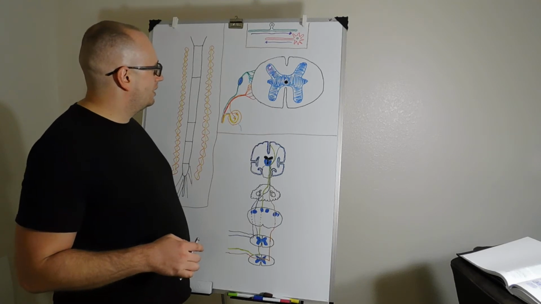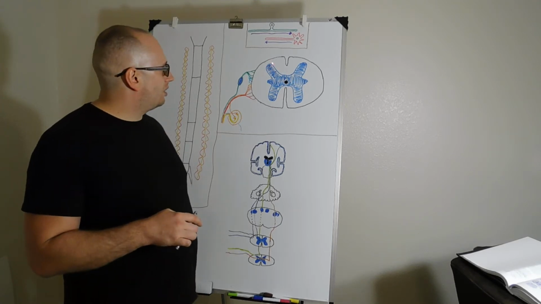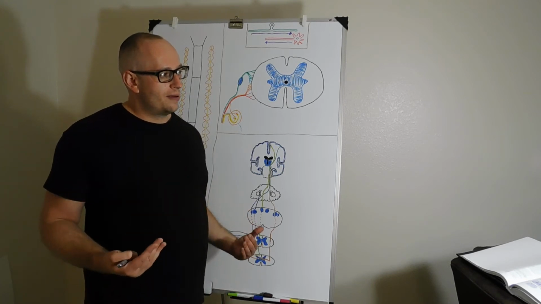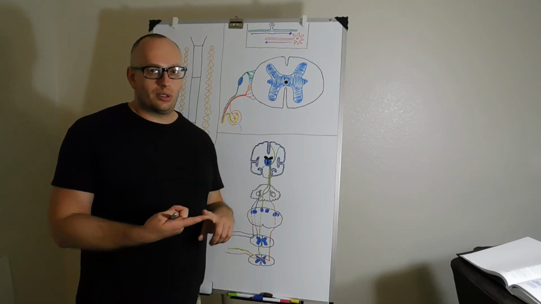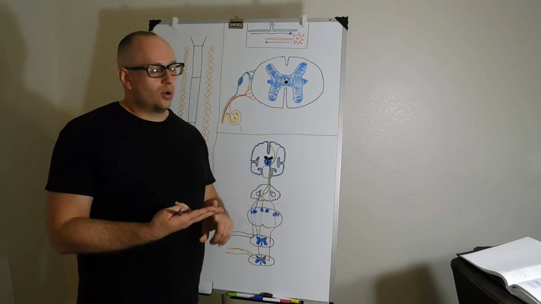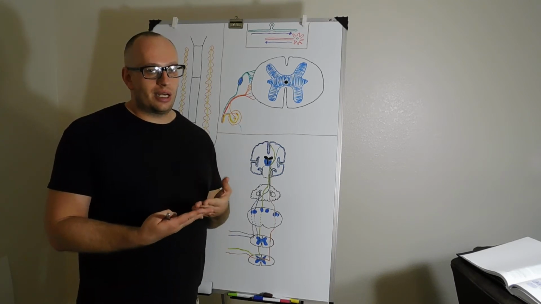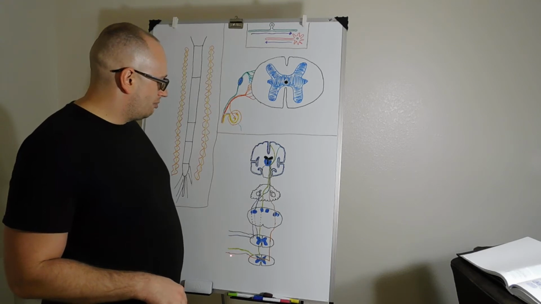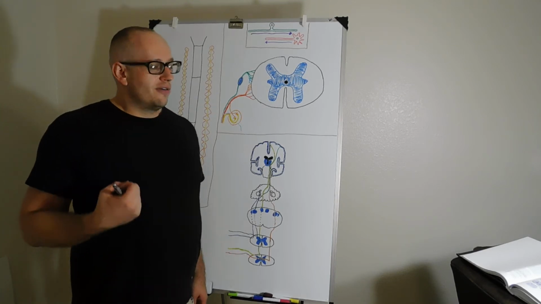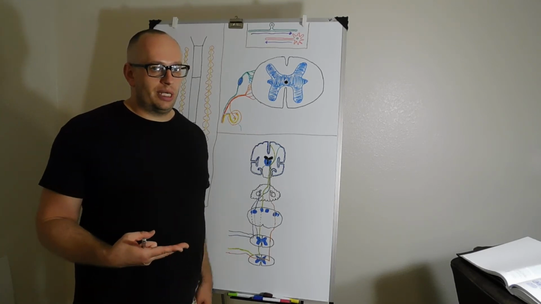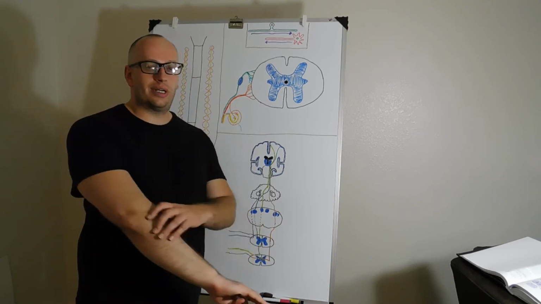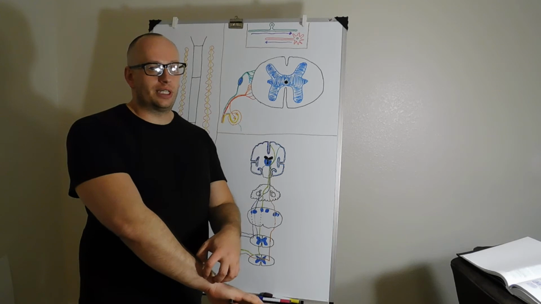But there's 1 and there's 2. 1 also integrates temperature, itch, cold, non-pain kind of stimuli that also go through this pathway. This pathway is comprised of both first pain and second pain. So when you first feel pain, you can feel where it is and you know exactly where you're feeling the pain.